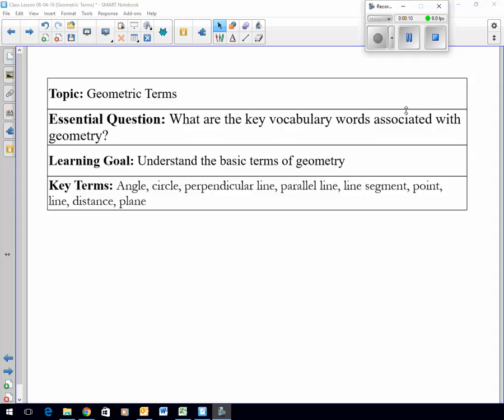It's really cool. Today we're going to do geometric terms. My EQ today was the key vocab words associated with geometry. I'm going to try and understand the basic terms of geometry. It's a very simple lesson today. Some key things are angle, circle, perpendicular line, parallel line, line segment, point, line, distance, and plane.